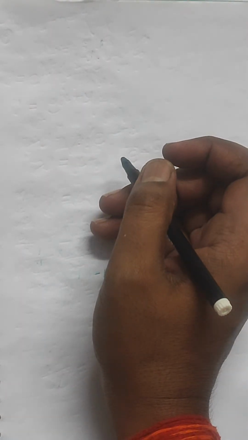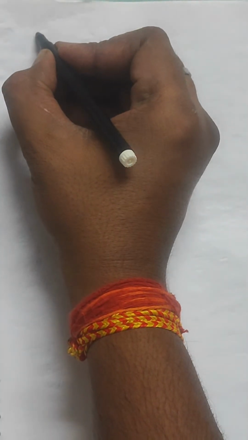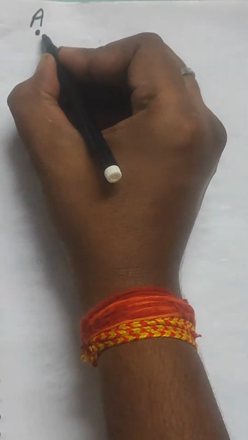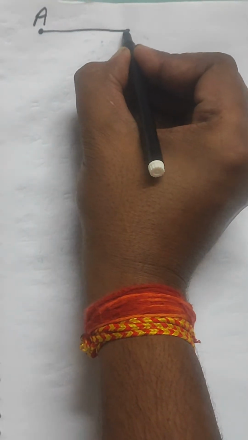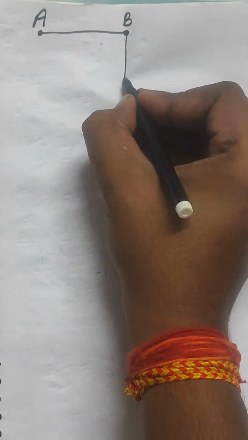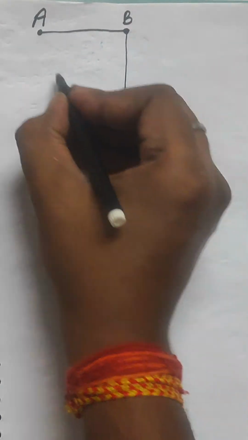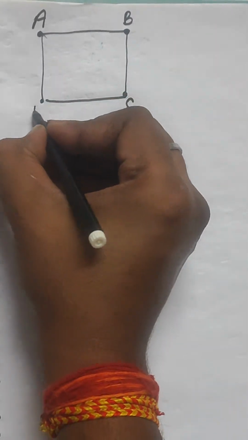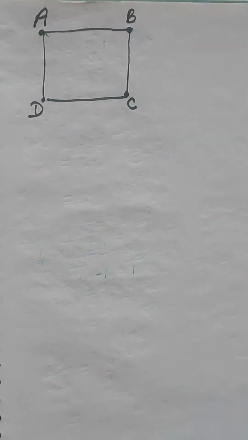So today we'll be seeing one question from coordinate geometry, where the question is that if the points A, B, C, D are the coordinates or the vertices of a square, right? So let's say this is the square which is forming, whose vertices are A, B, then C and then D. These are the four vertices, right?